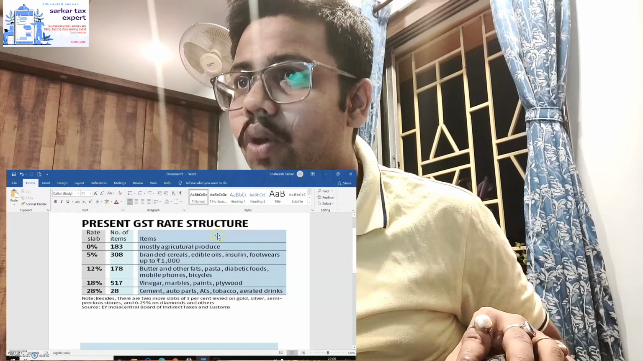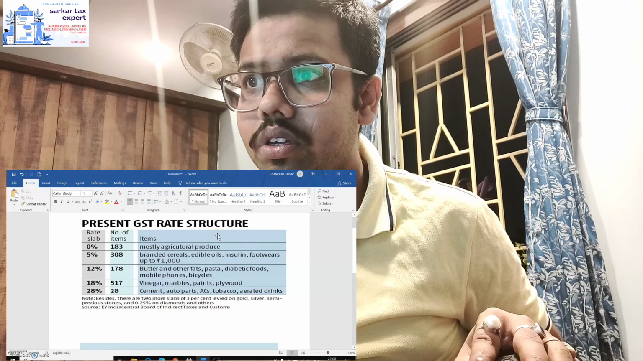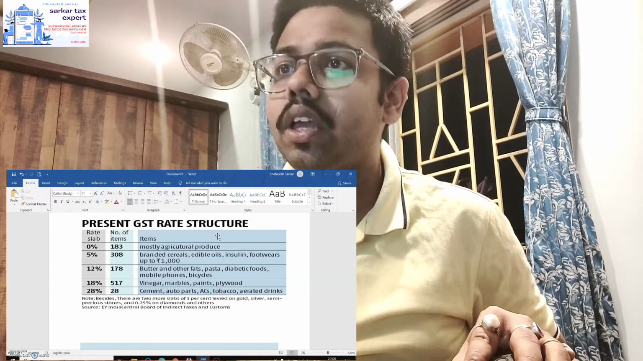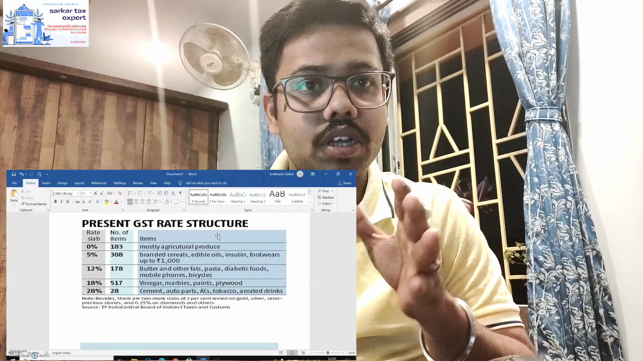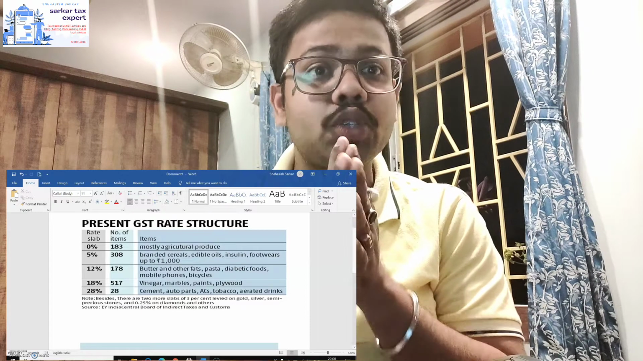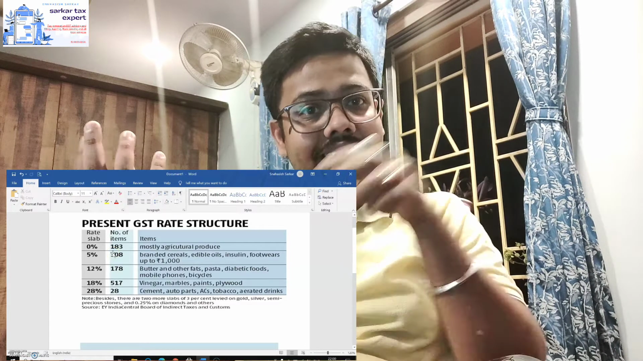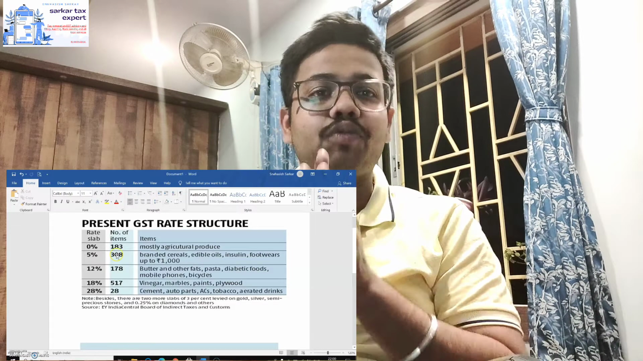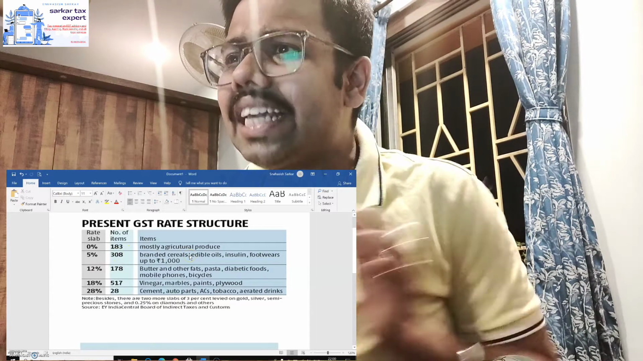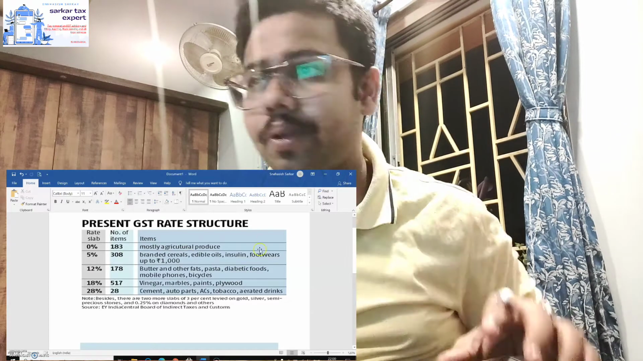But if we buy packaged food, we are paying GST. But why? Same concept. In that case also we are buying food, in this case also we are buying food. But the difference is where? In that case we are buying raw food, and in this case we are buying packaged food. So this is the game of the GST. Each and every product has its own rate of GST.